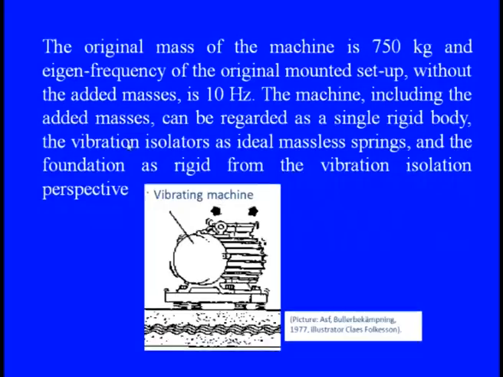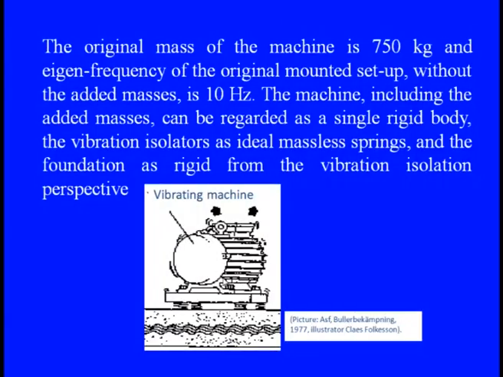You can see the vibrating machine, which is a very common machine, and it is running at exactly 25 hertz. The sound is being transmitted straight to the ground and the surroundings. The original mass is 750 kilograms, and the eigenfrequency of the original mounted setup without any additional mass is 10 hertz.